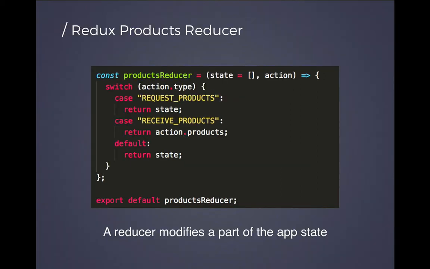To modify the app state, we'll add a so-called Redux reducer. The reducer is just a function that listens to particular actions and changes a portion of the global state, in this case the list of products. This reducer doesn't do anything when receiving a request product action. It always returns the current state. For the receive products action, the reducer returns the data that is passed to it. In this case, it will be a list of products.